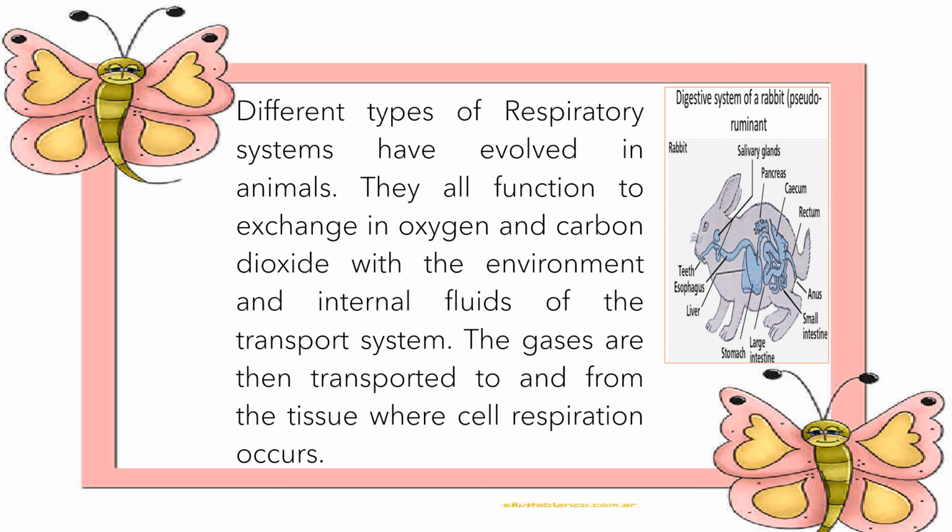Okay? Now, we have to know the different types of respiratory system. So, animals have evolved. They all function to exchange oxygen and carbon dioxide with the environment and internal fluids of the transport system. So the gases are then transported to and from the tissue where cell respiration occurs.